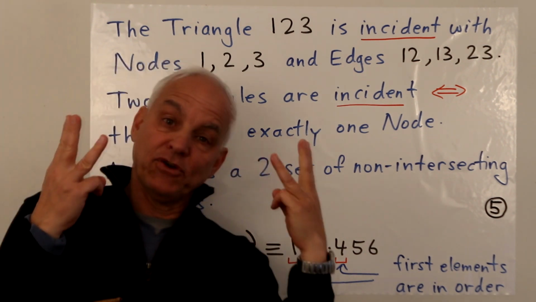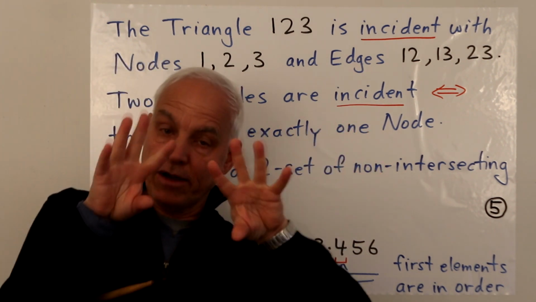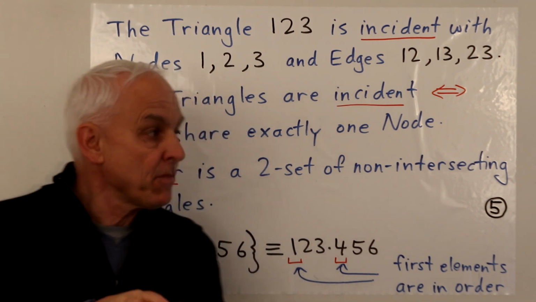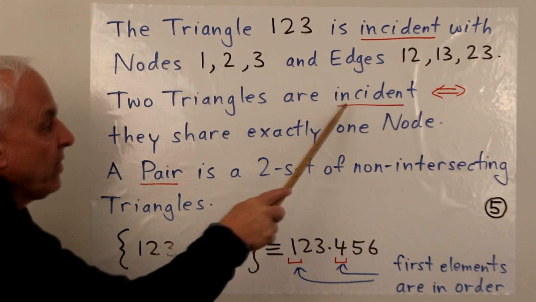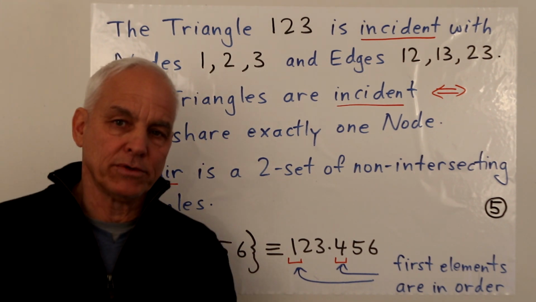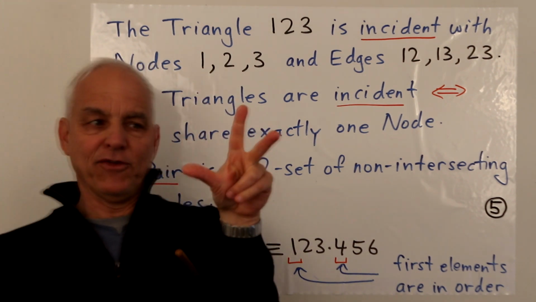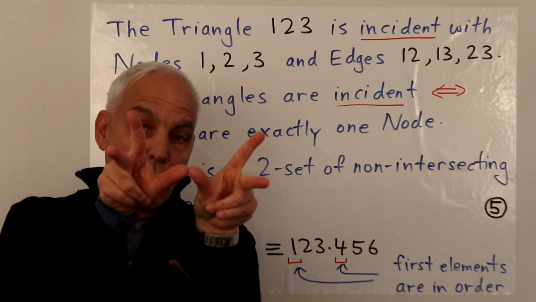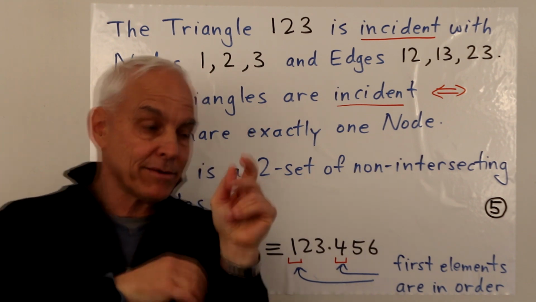Now if we have 2 different triangles, a triangle here, a triangle there, there's various relations that they can have. One relation, we could say that they're incident precisely when they share exactly 1 node. So geometrically, it's sort of like this. There's one triangle, there's another triangle, but they share a node like this.